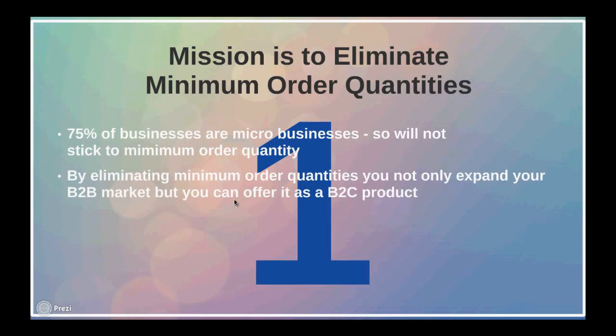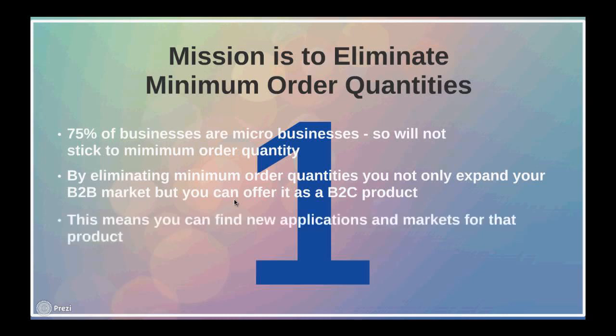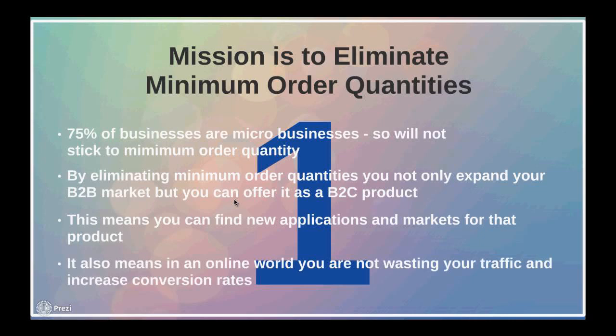So what does it mean? If you eliminate the minimum order quantities, you can expand your B2B market, but also you can offer the same product now as a B2C product. And this means you can find, of course, new applications and new markets for your products you have chosen from our supplier network. And last but not least, you're not wasting your traffic you maybe got via some Google marketing, because people can just create a product, see how it looks like, see a live preview of the product, and can order it.